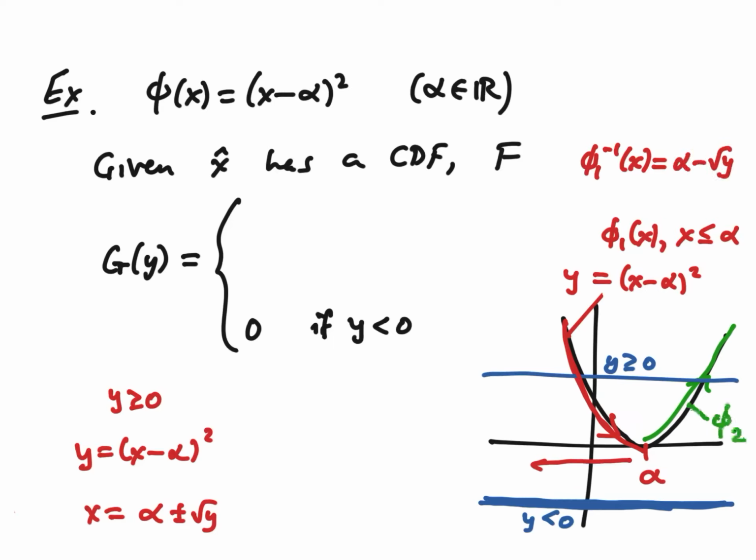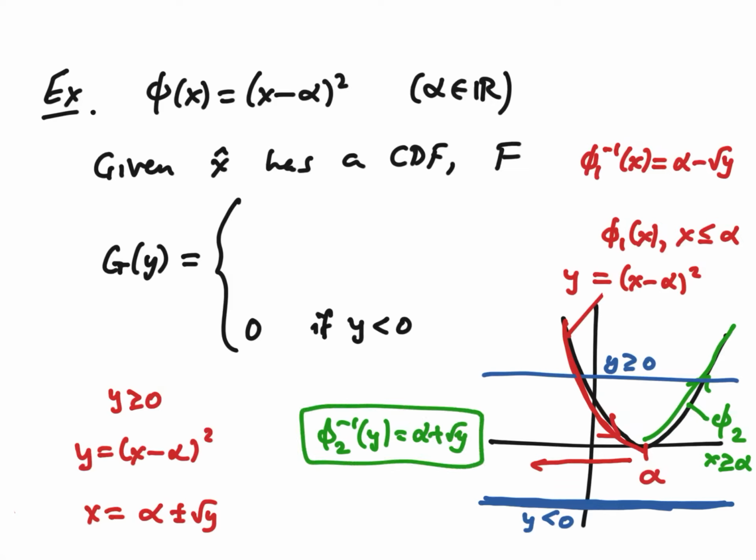Okay, and then this other piece, phi 2, is defined by the same formula, but the domain is different. The domain is x greater than or equal to alpha. And its inverse is going to be alpha plus radical y. So two different local inverses. Anyway, we have to think about type 1 versus type 2.